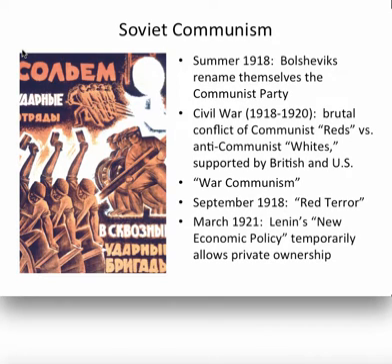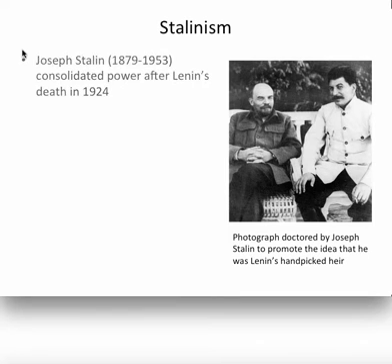The Bolsheviks, the communists, did win the Civil War. And once they had secured their hold on power in March 1921, Lenin announced a quote-unquote new economic policy which did allow people to have private property again for a while. But his successor, Joseph Stalin, would quickly take steps to undo this more lenient policy.